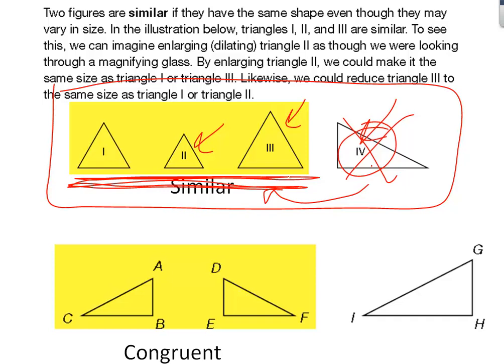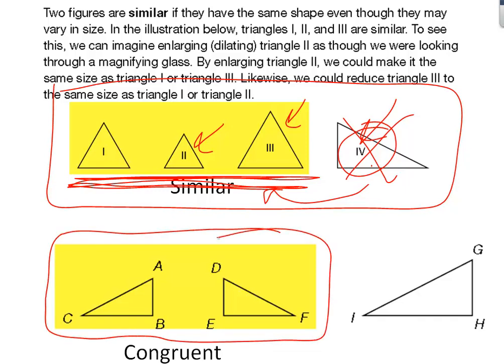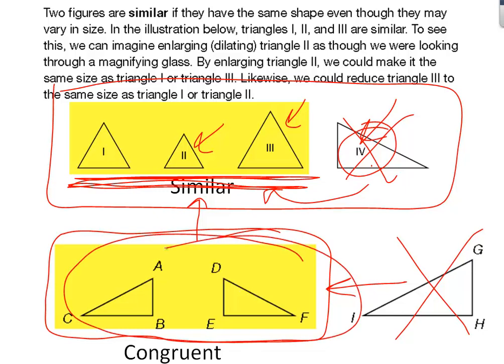Come down here, and although these two are also similar because they're the same shape, they're also congruent because they're the exact same size. This one is not congruent because it's larger than these two. So if I was to ask about these two, you would tell me they are both similar and congruent. These three up here are only similar. They are not congruent. They are not the same size.